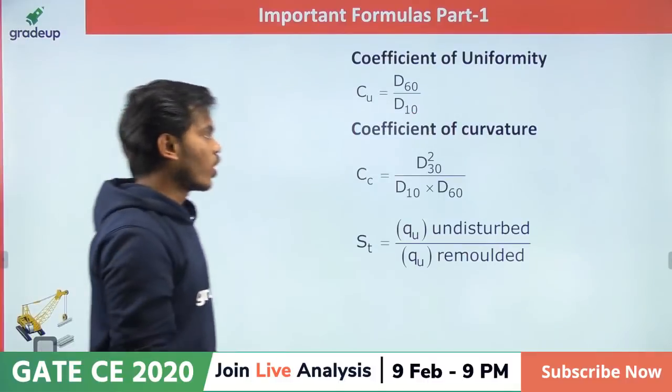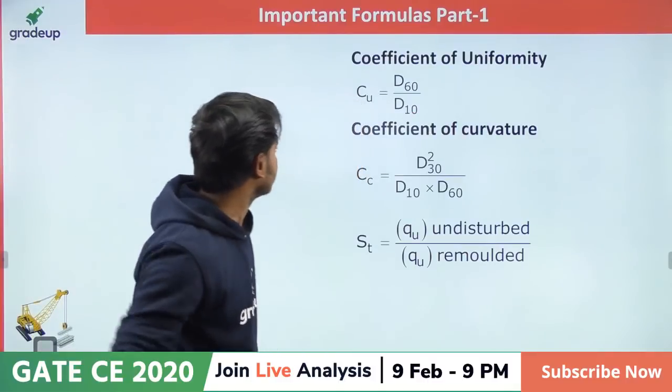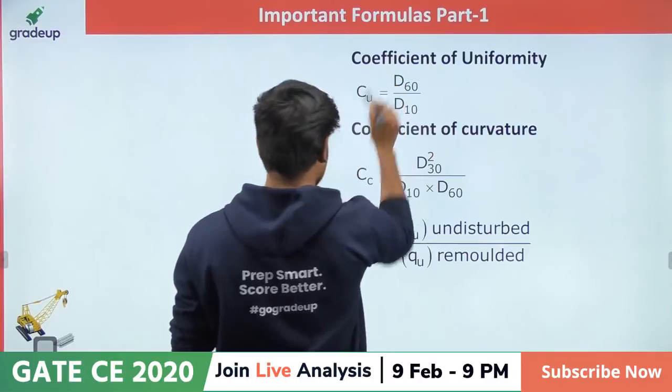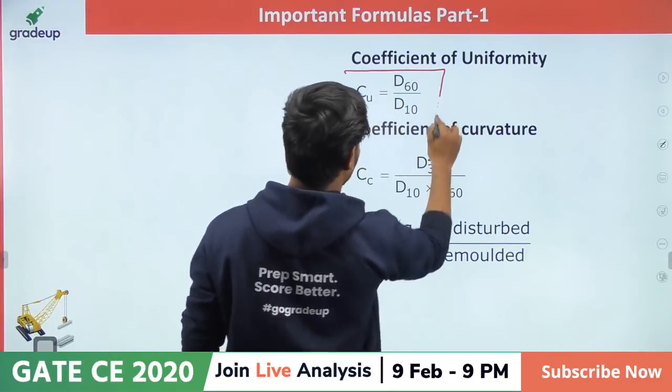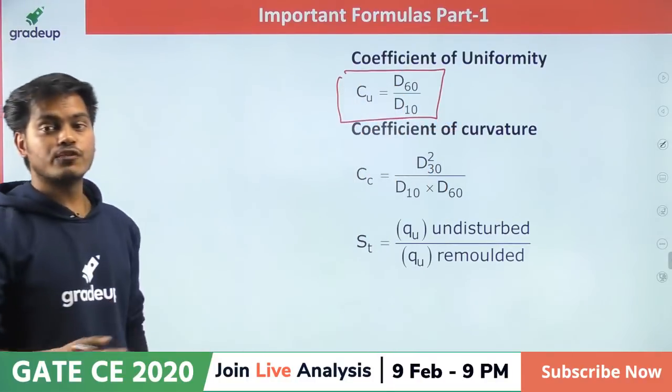नेक्स्ट, कोफिशिएंट ऑफ यूनिफॉर्मिटी आपको क्या करना है, बहुत इजी है. D60 by D10 का फॉर्मूला लगाएंगे और डायरेक्ट वैल्यू पाएंगे ऑफ कोफिशिएंट ऑफ यूनिफॉर्मिटी.